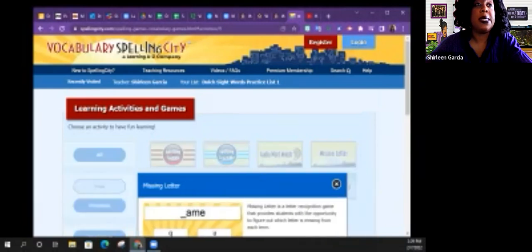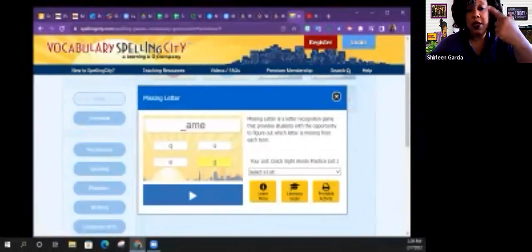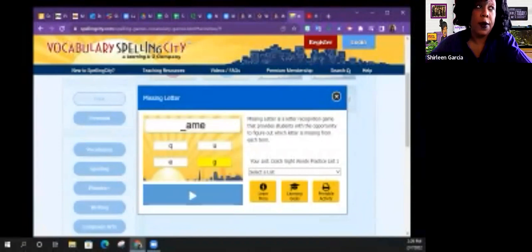The missing letter. This is how it would look. One of the letters of the word will be missing, and you have to listen to them say the word, use it in a sentence, and then pick the missing letter, okay?